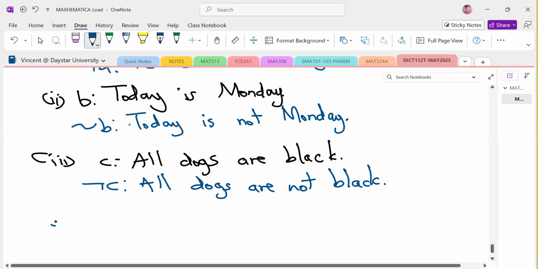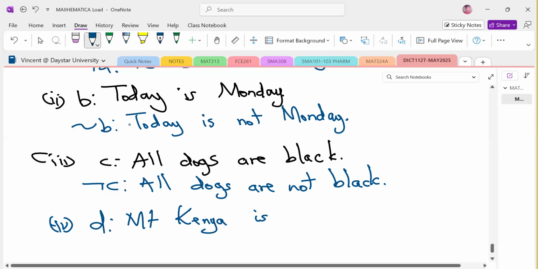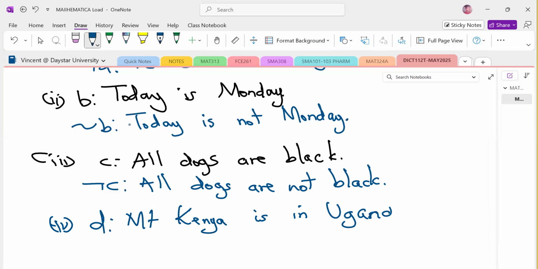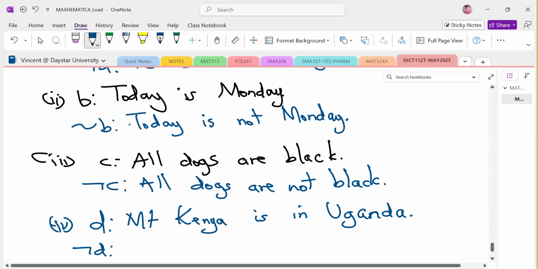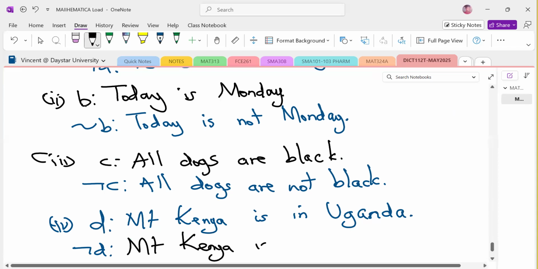So maybe let me do number 4. If I say I have a statement D, Mount Kenya is in Uganda, then negation of this statement will be, correct. Mount Kenya is not in Uganda. Good.